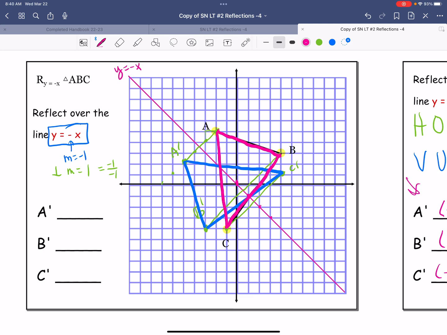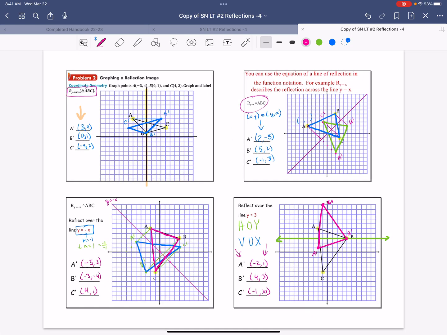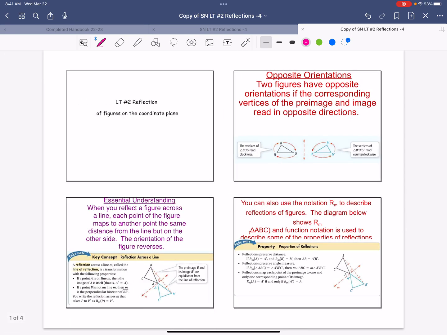Okay. Does that look like a reflection over the line y equals -x? It certainly does. And our points will be A prime, that looks like -5, 2. B prime, -3, -4. And C prime is at 4, 1. And that is part 1 and part 2 of reflections. Thanks for watching.